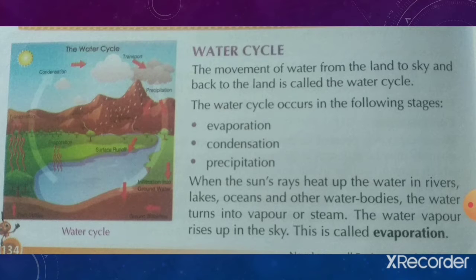When the sun's rays heat up the water in rivers, lakes, oceans and other water bodies, the water turns into vapor or steam. Students, on our earth there are so many water bodies. Water is present in water bodies like oceans, seas, rivers, ponds, etc. So when the sun's rays heat up the water in water bodies, क्या होता है? The water turns into vapor or steam.